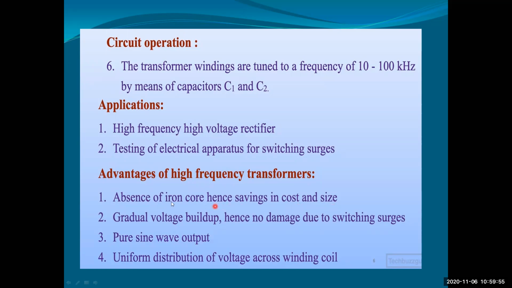We are using an air core now. That's why, with the absence of an iron core, the cost of the Tesla coil is very low. Voltage builds up gradually and hence there is no damage from switching surges. Pure sine wave output, and uniform distribution of voltage across the winding.